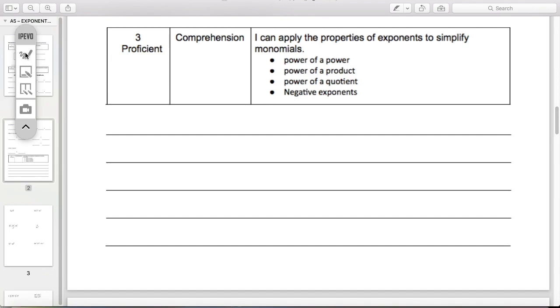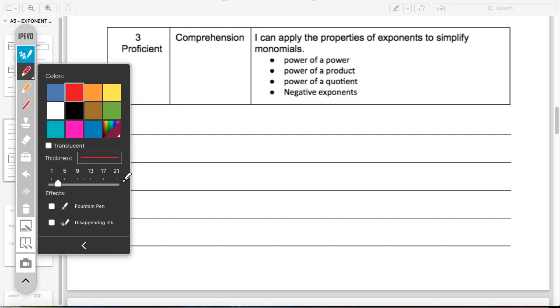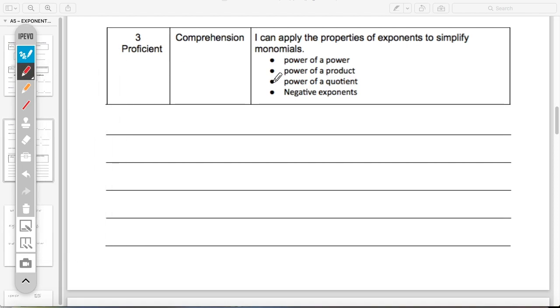So I know we're flying through this pretty fast, but there aren't very many rules with exponents. I find for exponents, it's a matter of practicing your skills. Okay? So, let's take a look here. So, level 3 already. I can apply the properties of exponents to simplify monomials. Okay? So, we have power of a power, power of a product, power of a quotient, and negative exponents. Okay, so we'll discuss all of those right now, if we haven't already.